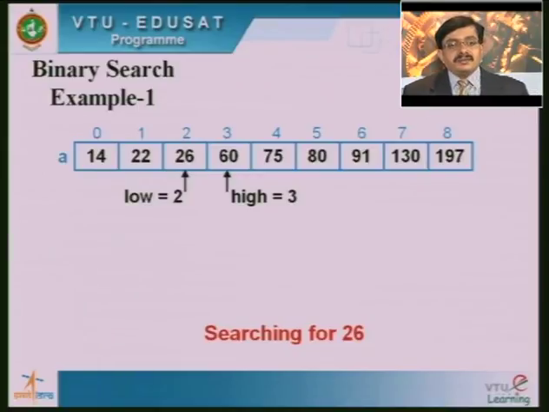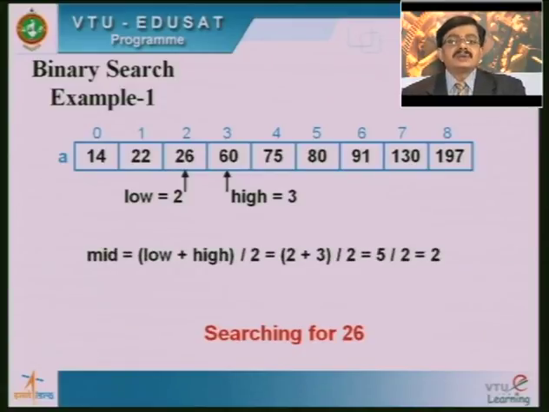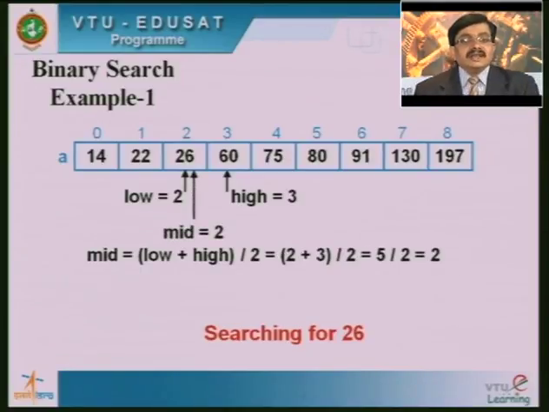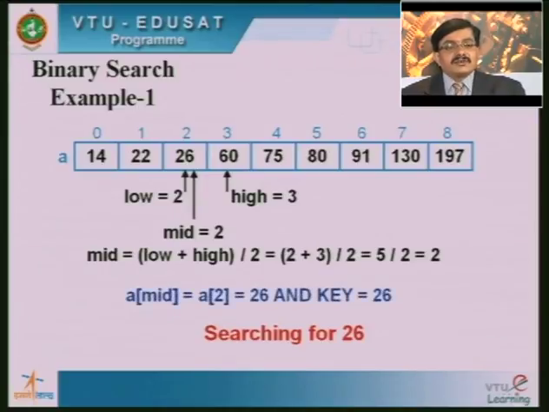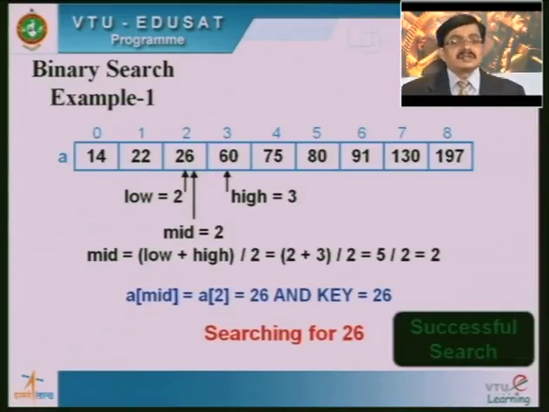Now you have to compute the mid value. So here mid value is computed as low plus high by 2. So that is 2 plus 3 by 2, which we get the index as 2 only, and we take the mid as pointing to the element at index 2. Now we will do the comparison. So A of mid is equal to A of 2 is equal to 26. So key is equal to 26, and now we confirm that the key element is present in the list, and this we can say is a successful search. So the key is found at the mid position 2.